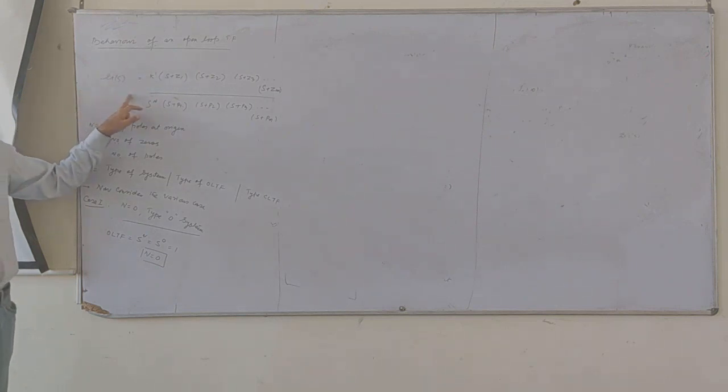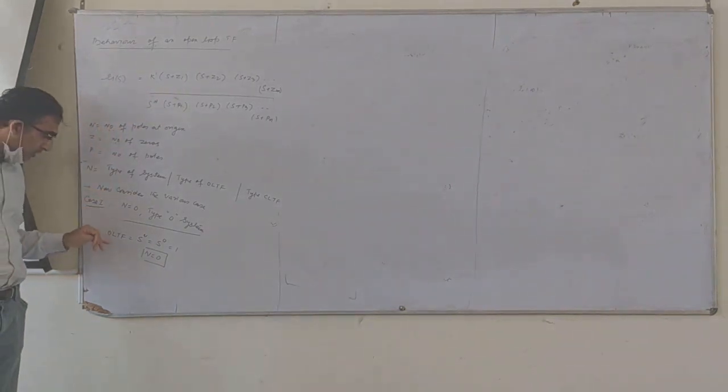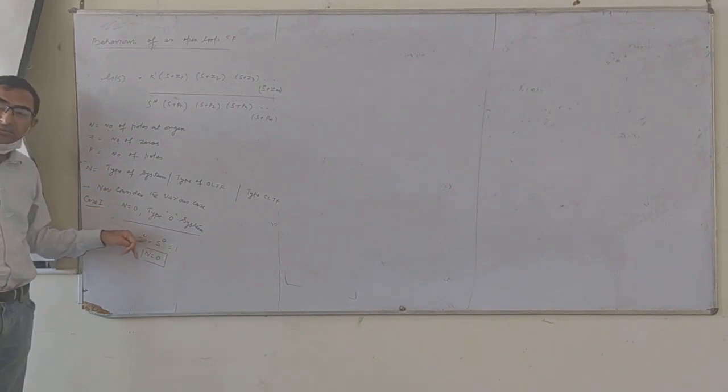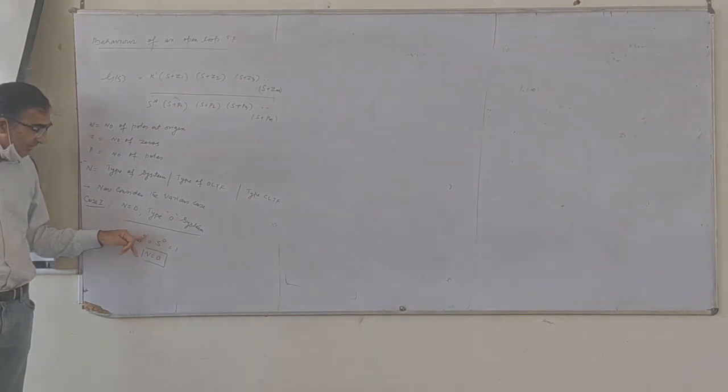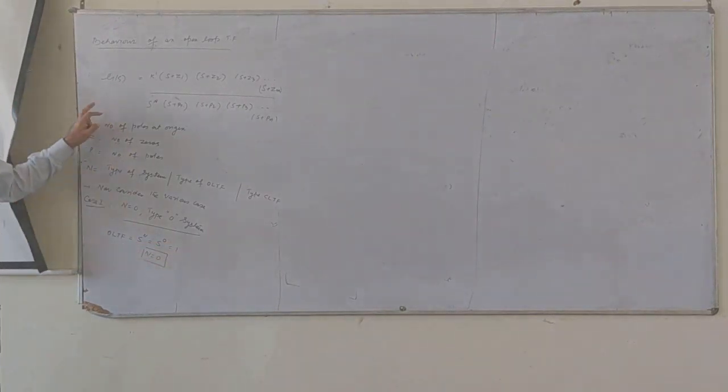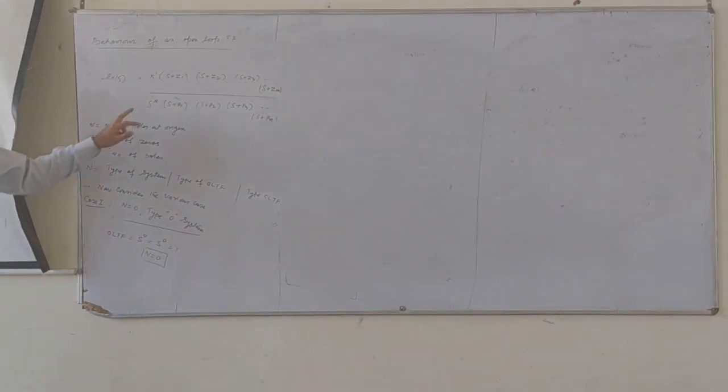G(s)H(s) is an open loop transfer function. Then, in case of an open loop transfer function, how do I define it? I have to define the degree of this suffix, that is, the degree of this constant n, which should be 0. If this is 0, anything raised to the power 0 is 1. So n becomes 0. That clearly specifies that in a type 0 system, there will be no pole at the origin. If there is no pole at the origin, then what is going to happen?